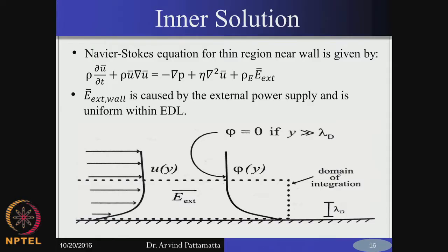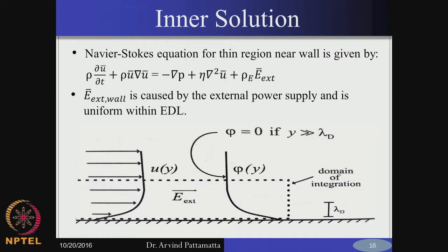So, you have the time derivative, the convective acceleration, pressure gradient, viscous diffusion, plus you have the Coulomb force which is the driving force in this region. Here the electric field is applied externally, it is not what is coming internally. This is denoted as E external, and this is acting only on the EDL. So, we solve this for the EDL.